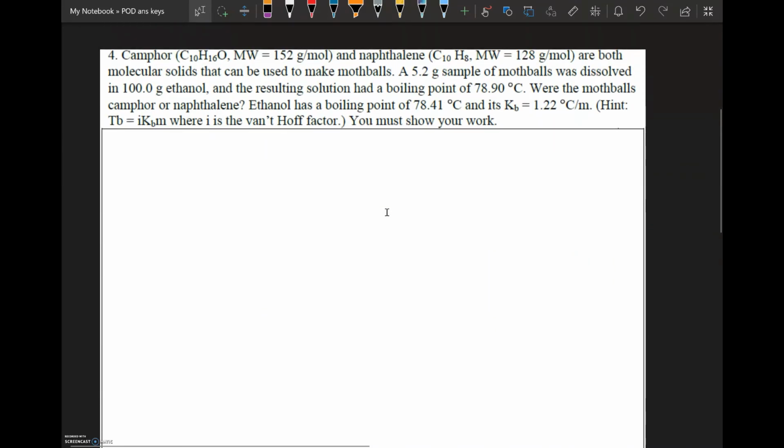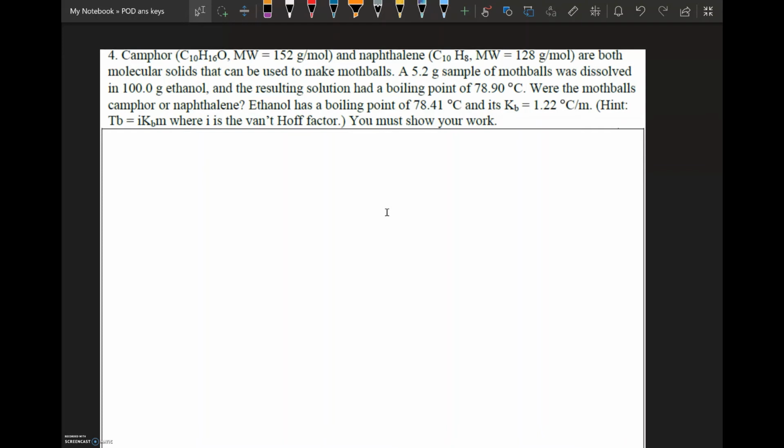Now our next problem that we're going to work with here involves colligative properties. Let's just read it here. You've got camphor and naphthalene, both molecular solids, used to make mothballs. Now if you don't know what a mothball is, go back to your grandparents' house, go to the closet. It has that really distinct smell, and that's naphthalene more than likely giving off the smell.